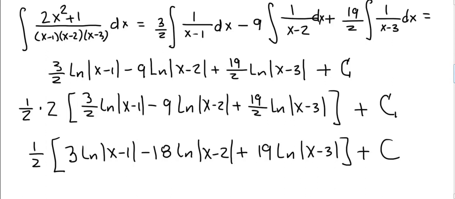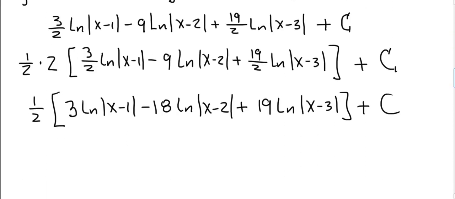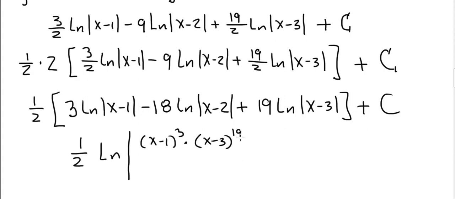And now we can combine what's in the brackets to make it look nicer. It's 1/2 times the following natural log: absolute value x minus 1 cubed times x minus 3 to the 19th divided by, because of the minus, x minus 2 to the 18th, plus c.